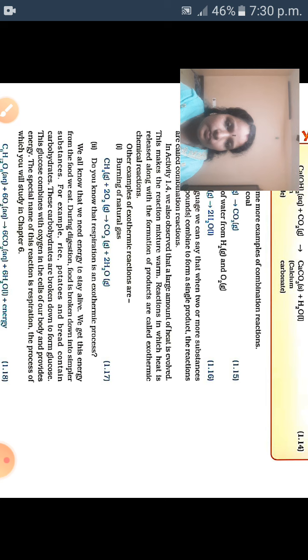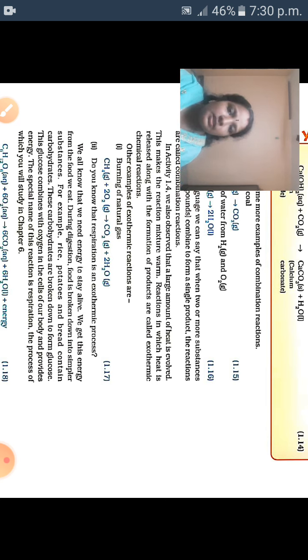Today you studied combination reaction and exothermic process. Once more, before I wind up the class, a combination reaction means when two or more substances combine together to form a single product. Carbon plus oxygen gives carbon dioxide. Hydrogen plus oxygen gives water. Calcium oxide plus water gives calcium hydroxide.